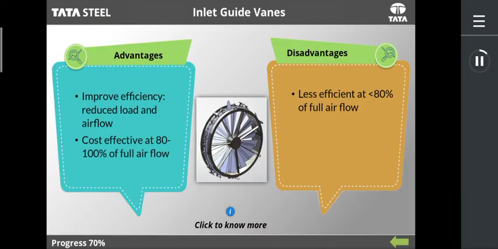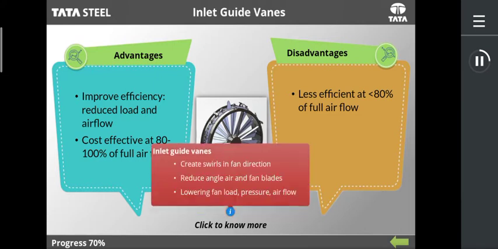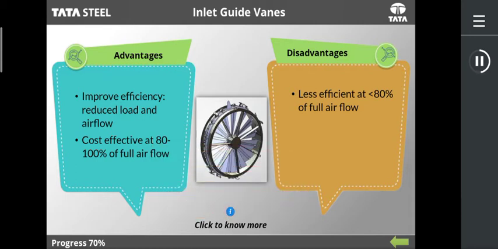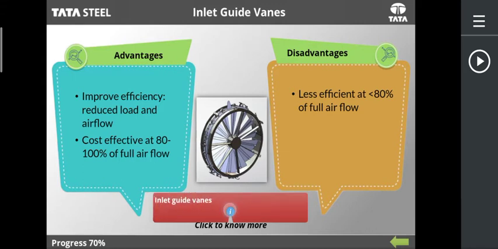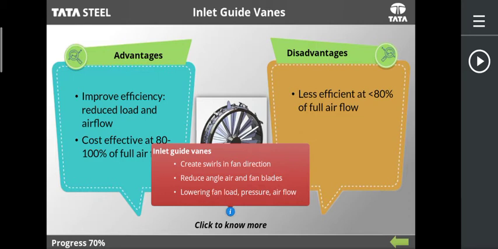Inlet guide vanes. Following are the advantages and disadvantages. Inlet guide vanes improve efficiency, creating swirls in fan direction, lowering load and airflow. Cost effective at 80 to 100% of full airflow. Disadvantage: less efficient at less than 80% of full airflow. Inlet guide vanes create swirls in fan direction, reduce the angle between air and fan blades, lowering fan load, pressure, and airflow.